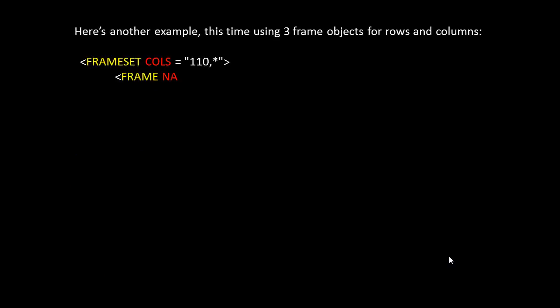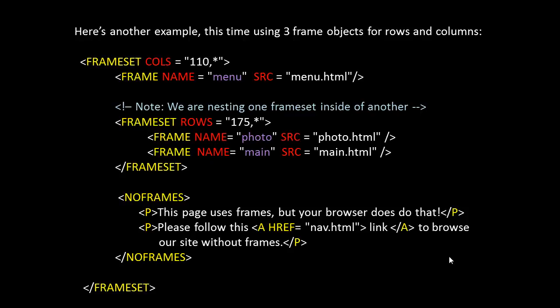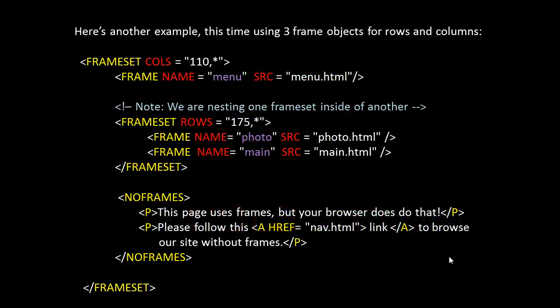Here's another example, this time using three frame objects for rows and columns. And we have a nested frame set. So in other words, we have an outer frame set, whereas before we specified that for the first 110 columns to the left, we're going to have a frame named menu that loads the page menu.html. Then we have a wildcard or asterisk, which means that the remaining columns can be used for other frames. Well, nested within this outer frame set and frame, we declare another frame set, an inner frame set. And within it, this time instead of specifying columns, we're going to specify rows.